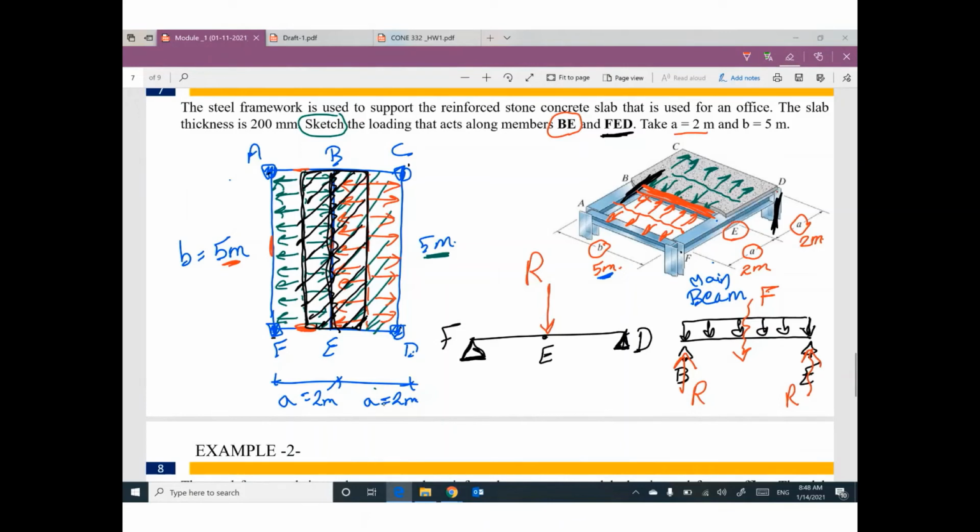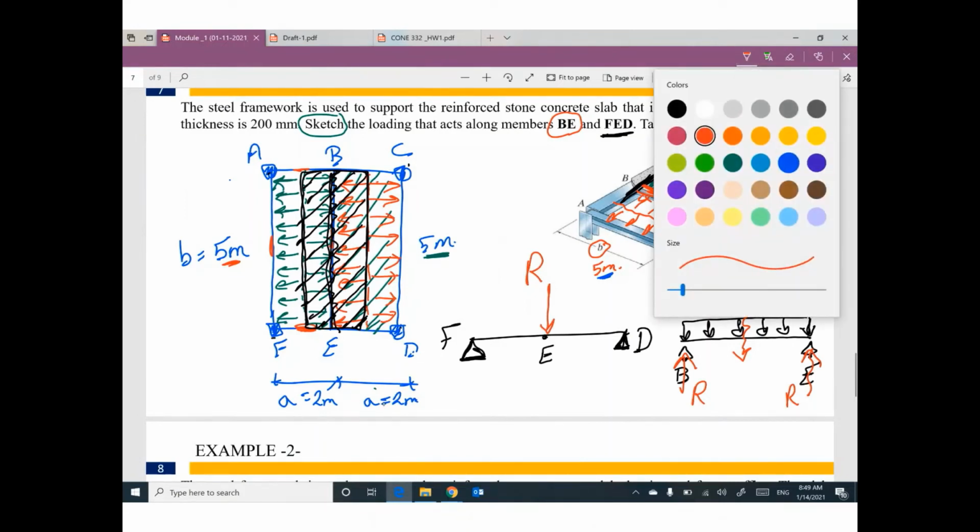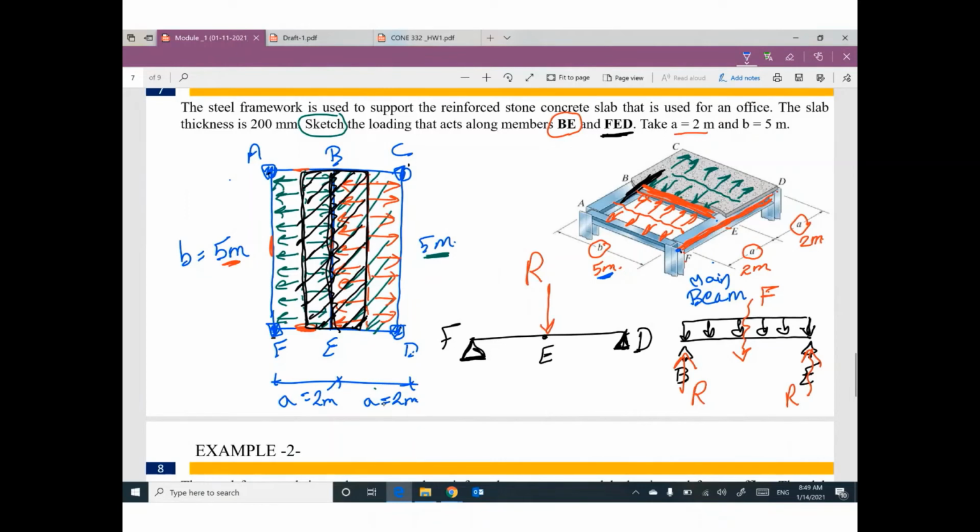What is the meaning of beam FED? Can you watch this isometric, please? Guys, can you watch this isometric for beam FED? At this location, we have a support, which is this column. At the other end, we have another support, which is this column. So we have support here and support here. Can you tell me what is going on at E?